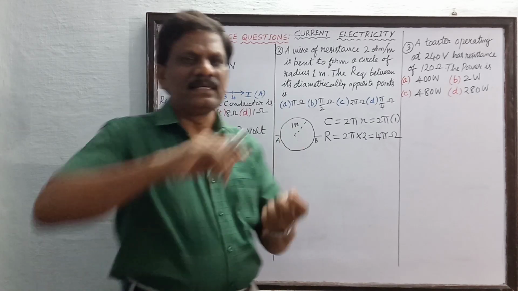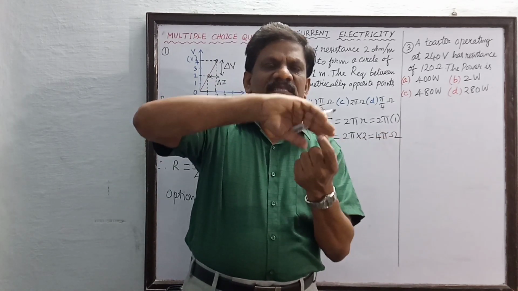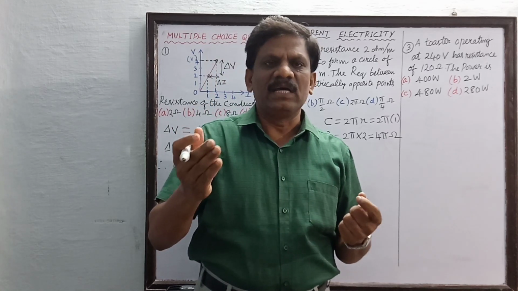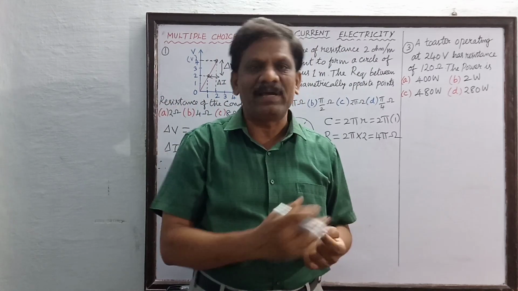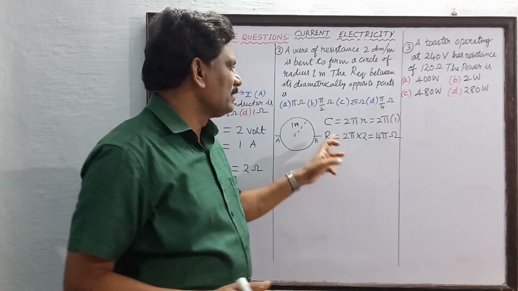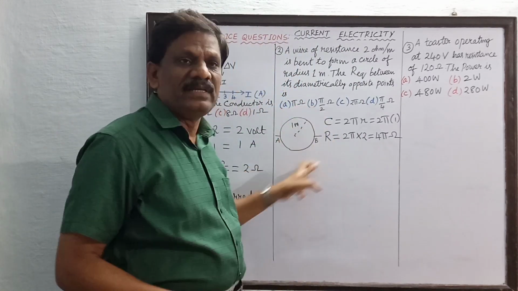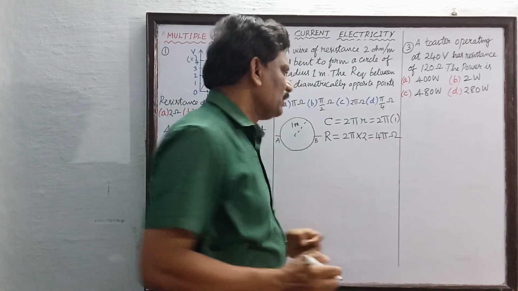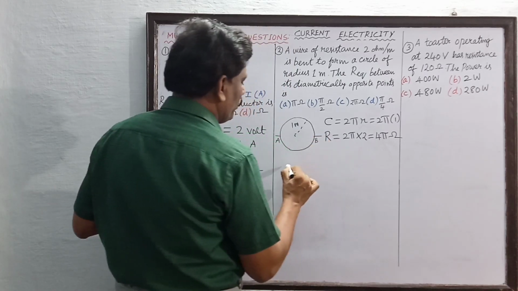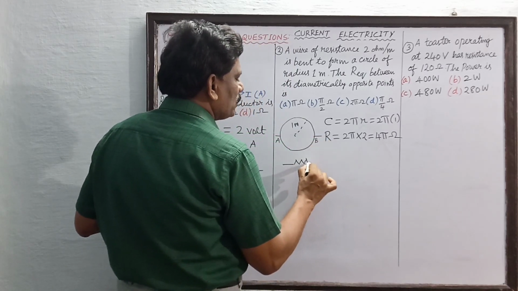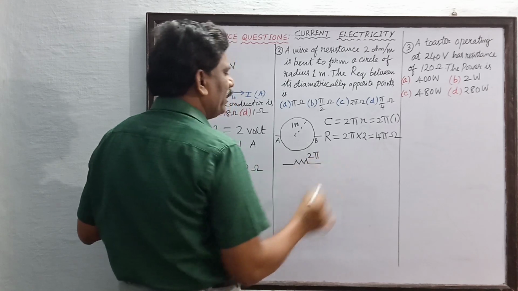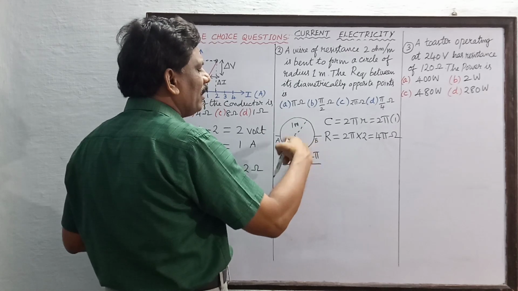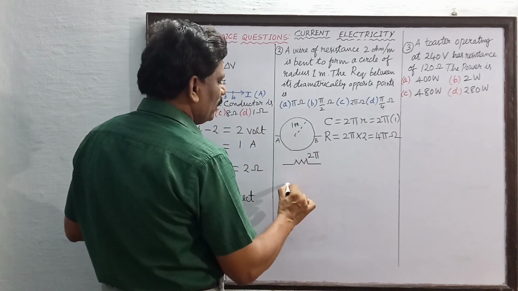Now imagine the entire circle is considered as a semicircle on the top and a semicircle at the bottom. They are considered to be two semicircles in parallel. The total circumference has a resistance of 4 pi. Now it is divided into two equal halves. Out of 4 pi, this half is 2 pi and the other half is 2 pi.